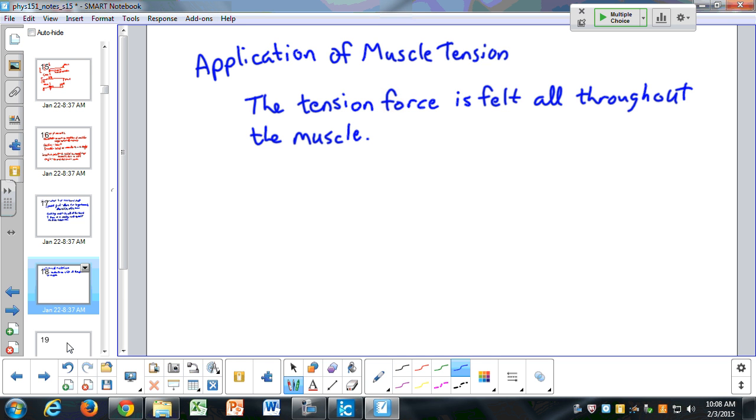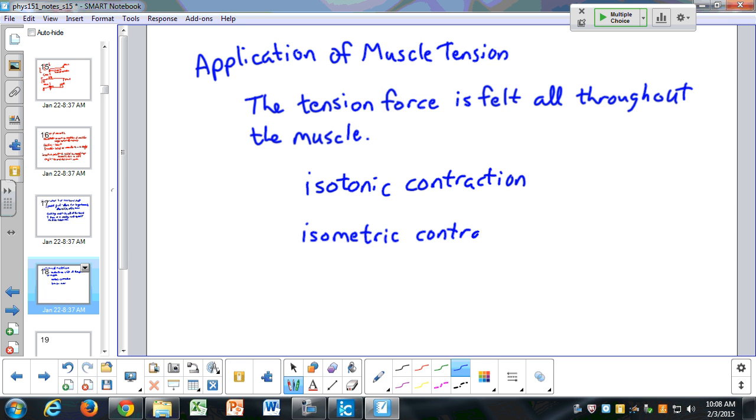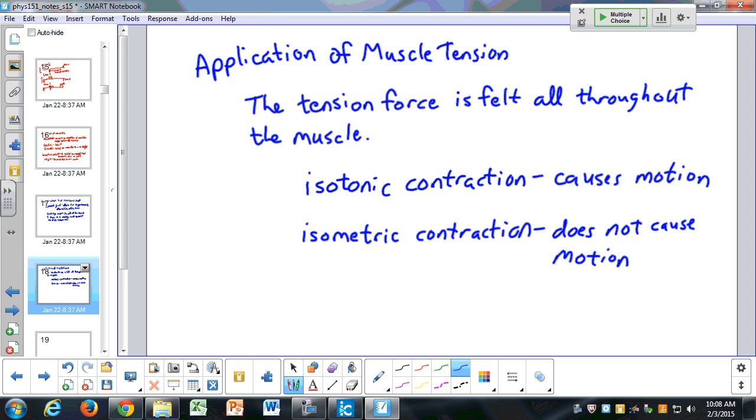I can have two different types of contractions, isotonic and isometric. Isotonic causes motion, and isometric does not cause motion. So if I lift this book, is this an isotonic contraction of the bicep or an isometric contraction? This is isotonic. But if it's really heavy, I can't lift it. I can just sort of hold it right here, but I have to apply tension in order to hold it. That's called what? Isometric. Right?